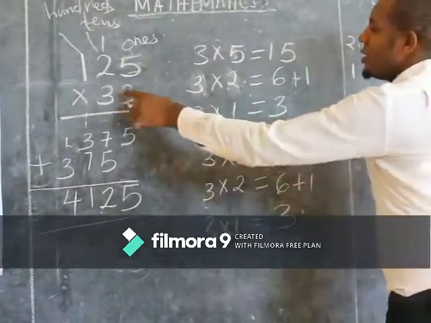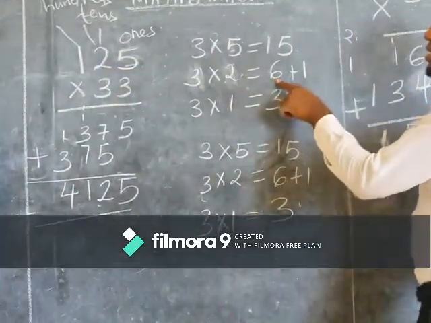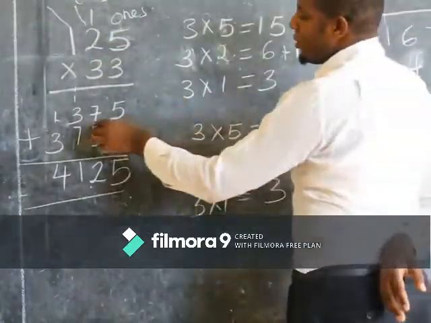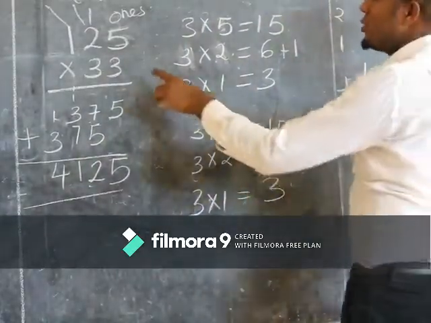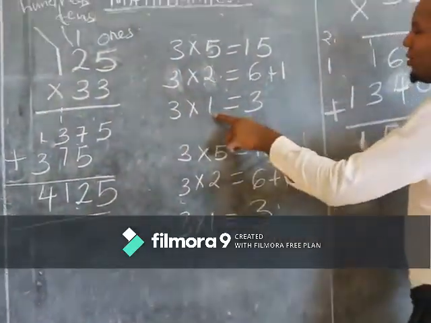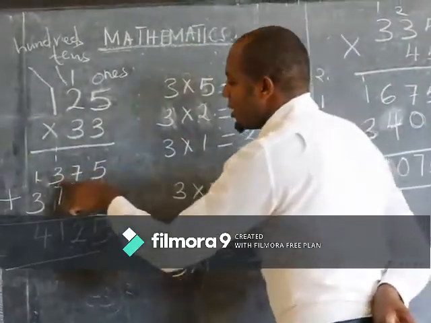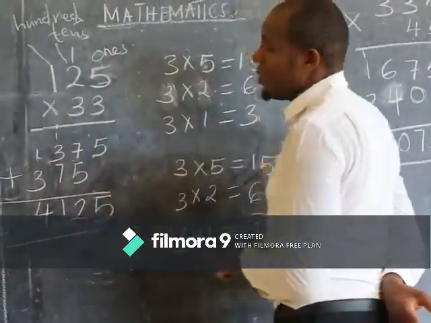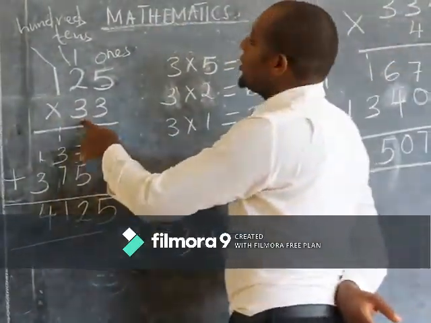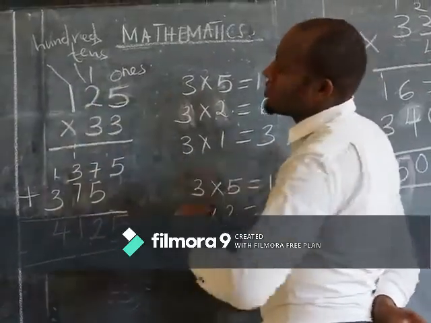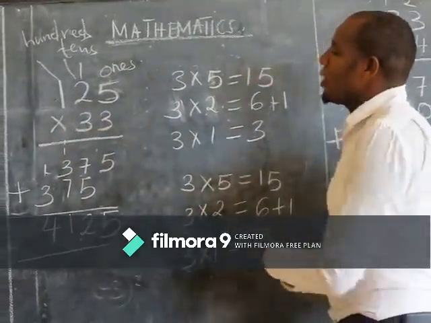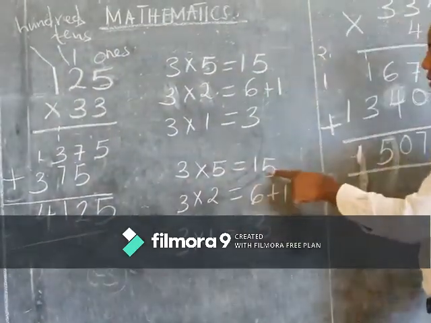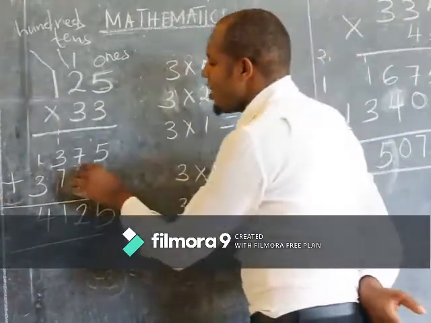Therefore, 3 times 2 is equal to 6, plus 1, the one that we carried up here, then we get 7. Therefore, 3 times 1 is equal to 3. We write that 3 here. Go to the next number in the multiplier, which is the tens. Now, 3 is in the tens place value of the figure here. Now, 3 times 5 is equal to what? 15. Then we are going to write 5 here.